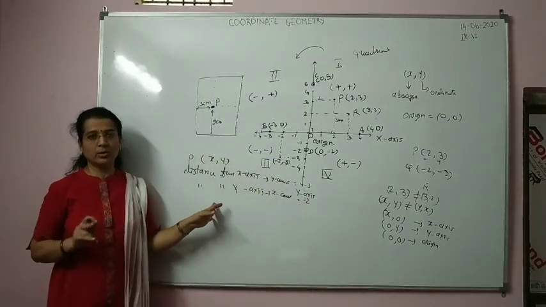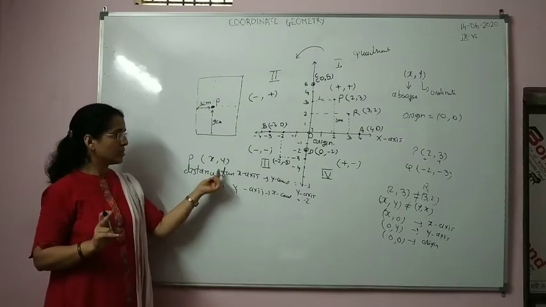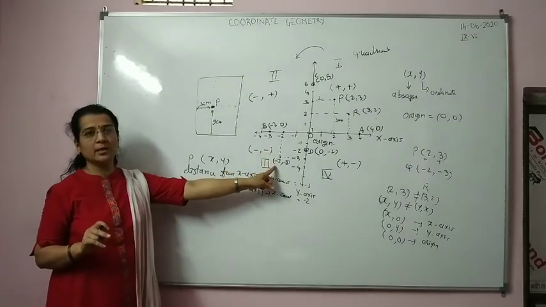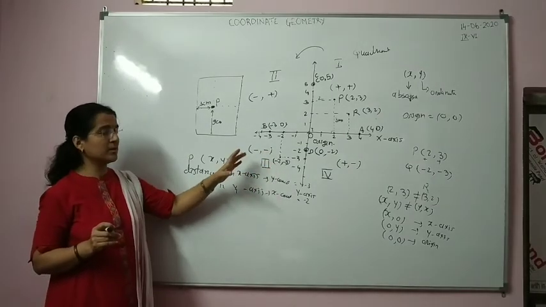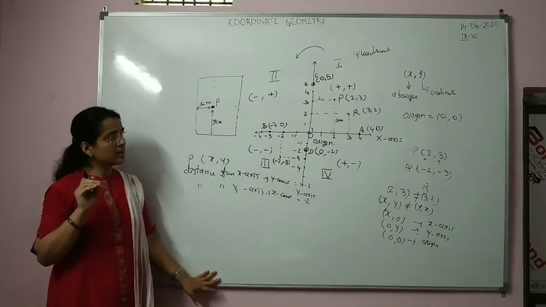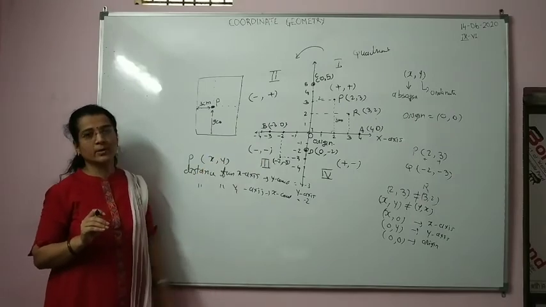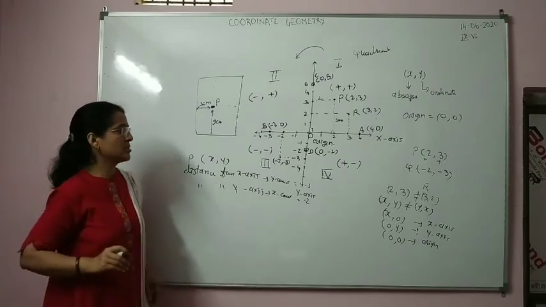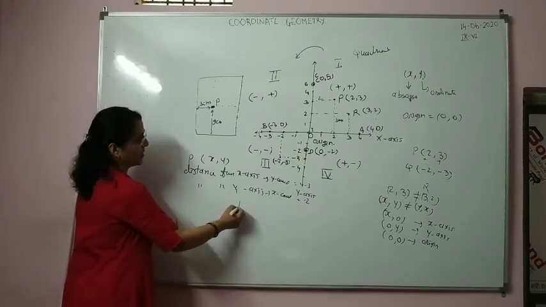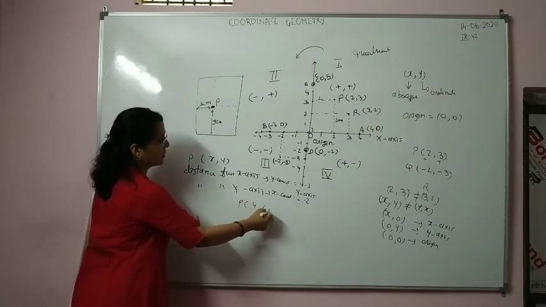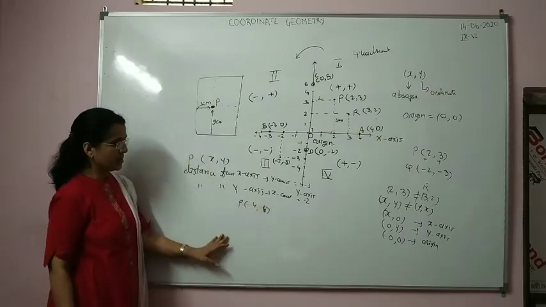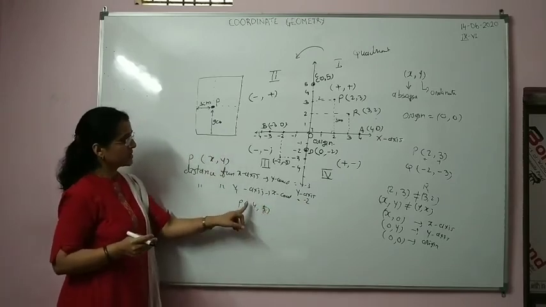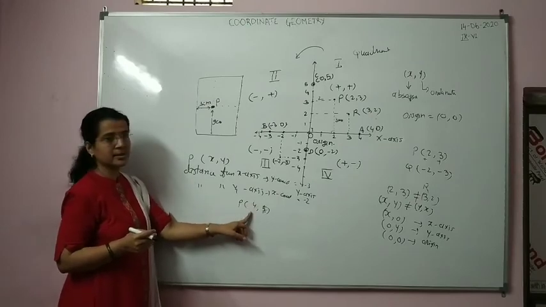But can distance be negative? Distance cannot be negative, so you just have to take its numerical value. That means you forget about the sign. It means that without plotting the point on graph paper, you can tell the answer orally. Suppose I ask you the distance of the point 4, 5 from the x-axis. The answer is its y coordinate, 5. The distance of the point from the y-axis is 4.